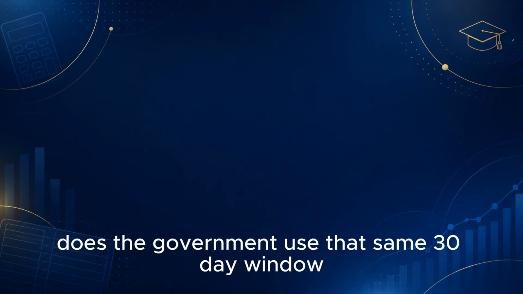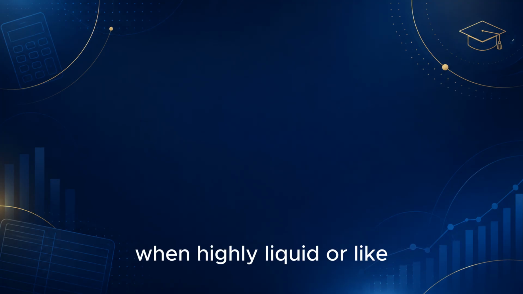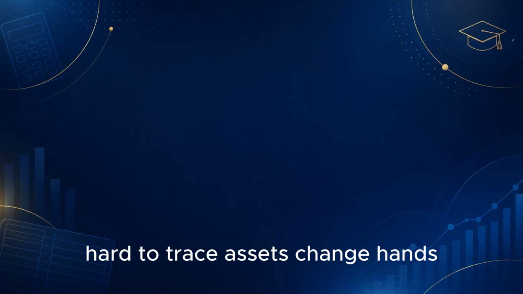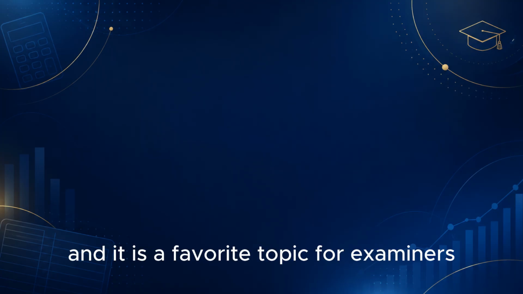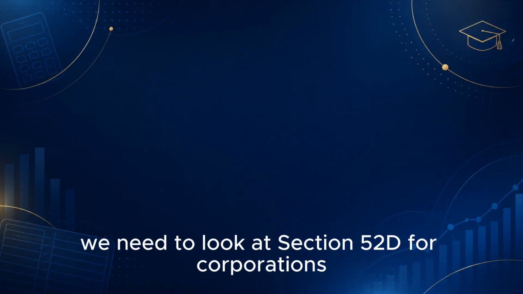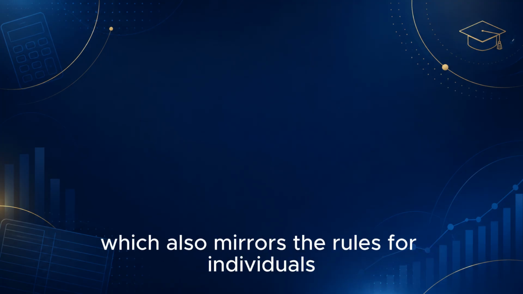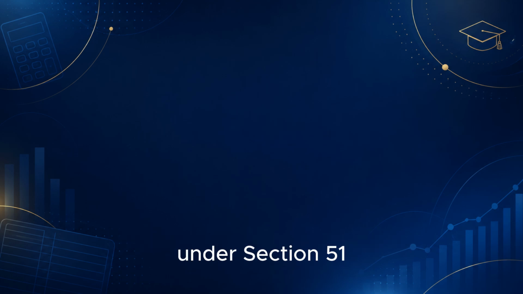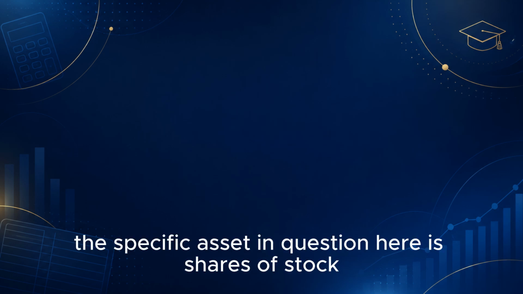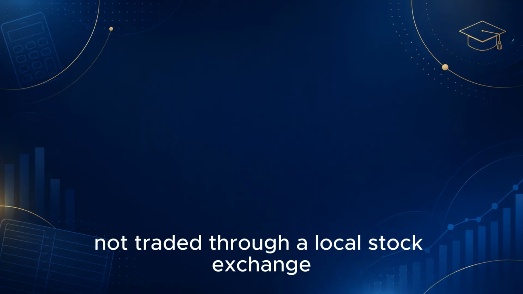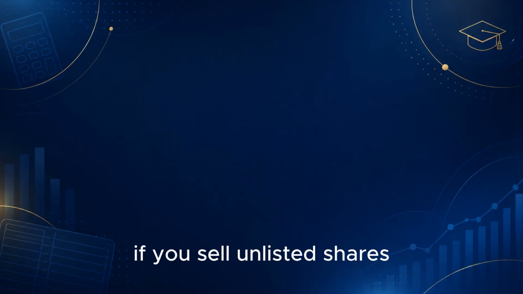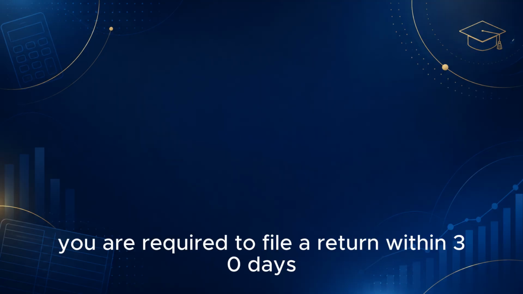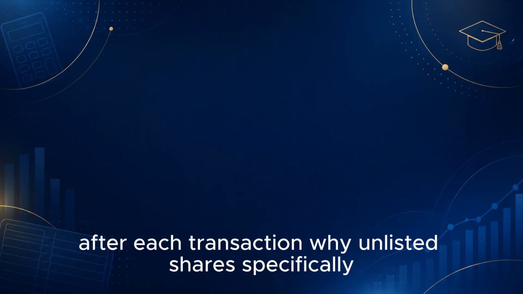Does the government use that same 30-day window when highly liquid or hard-to-trace assets change hands, like certain capital gains? They absolutely do, and it is a favorite topic for examiners. We need to look at Section 52D for corporations, which also mirrors the rules for individuals under Section 51. The specific asset in question here is shares of stock not traded through a local stock exchange, what we call unlisted shares. If you sell unlisted shares, you are required to file a return within 30 days after each transaction.